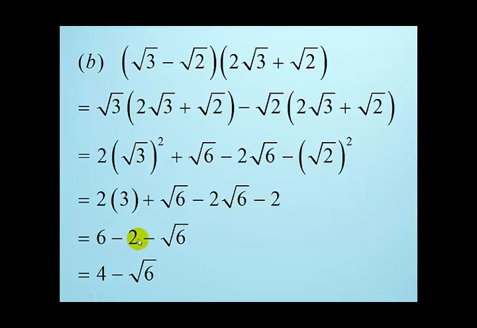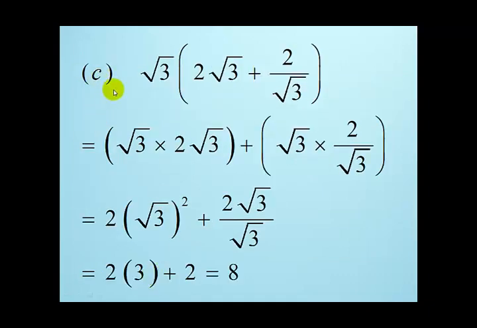Now take note that we have root 6 here minus 2 root 6, because they carry the same surd. The coefficient of this root 6 is 1, so we can subtract the coefficients. So we have 1 minus 2, and that is minus 1. So we have minus 1 root 6, and minus 1 root 6 is the same as minus root 6. That is why the 1 cannot be seen. 6 minus 2 is equal to 4, so we have 4 minus root 6.